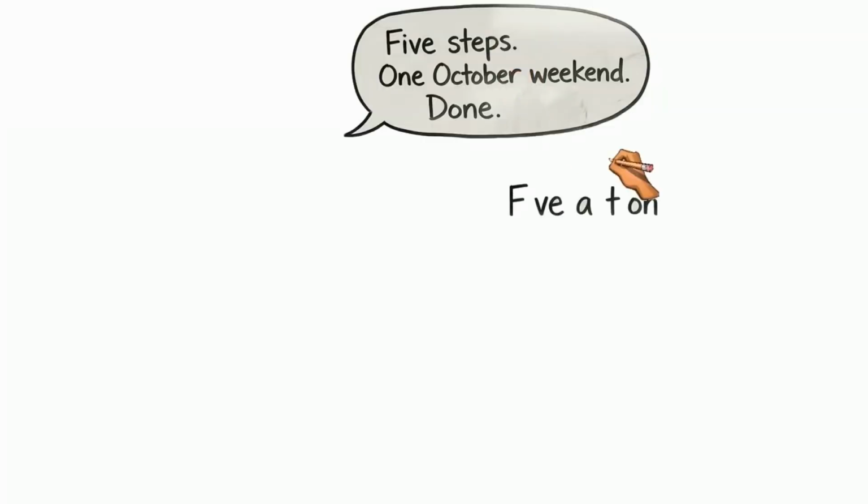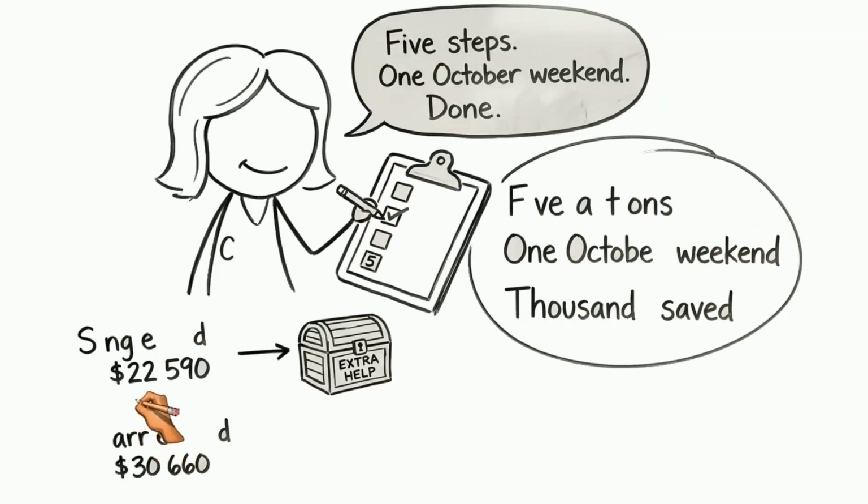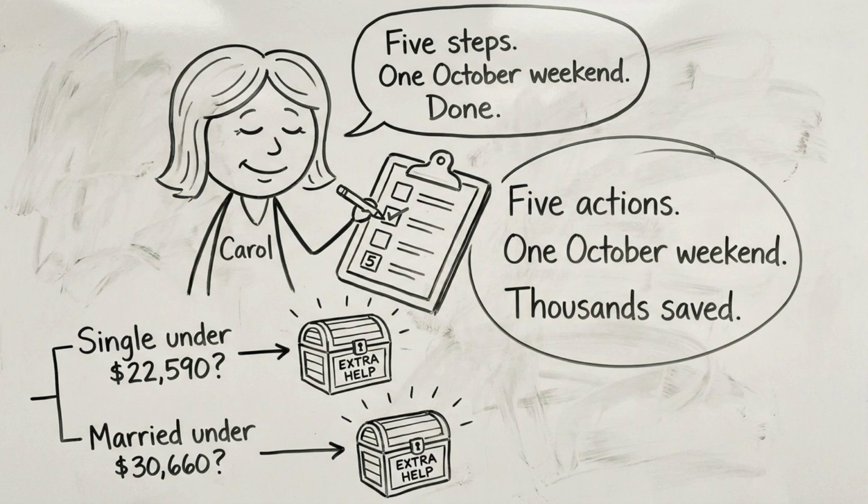Step 5. If your income is modest, under $22,590 for a single person or $30,660 for a married couple, spend 5 minutes at ssa.gov/extrahelp to check your Extra Help eligibility. If you qualify, the savings on Part D can exceed $5,000 per year. This is money sitting in a program that most eligible people never apply for. 5 minutes, potentially thousands per year.